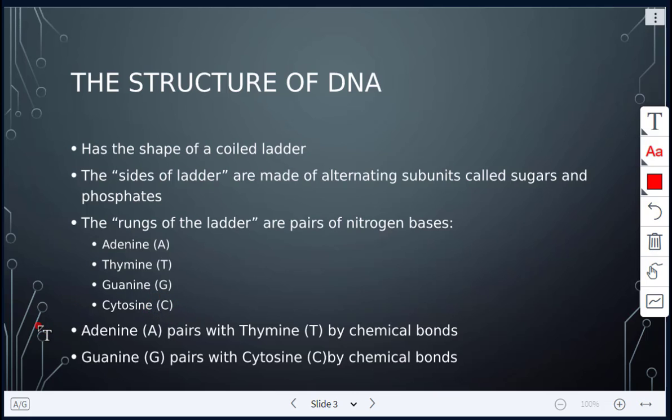And I'll show you the figure in just a second. But the adenine, the A, will always pair up with the thymine by forming chemical bonds, and the guanine will always pair up with the cytosine by chemical bonds. And one way you can remember that is we have the linear, like the straight line letters, like the A and the T, they go together, and then we have the curved letters, the G and the C, they will bond together.